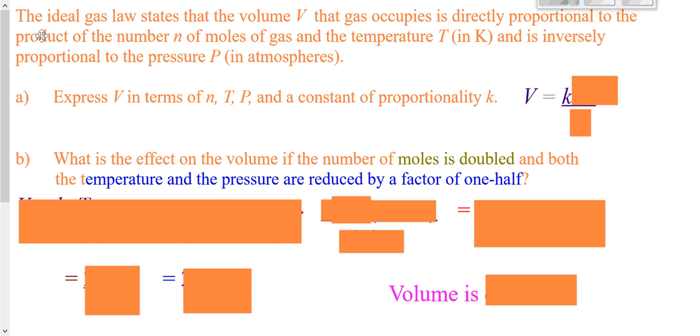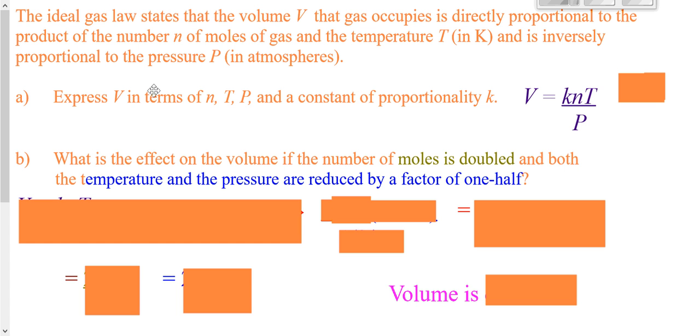We have product, that's your answer after you multiply. So it's the product of N and T. So it's N times T, because it says product, inversely to your pressure, so that means pressure is going to be in the bottom. So that's the first part.